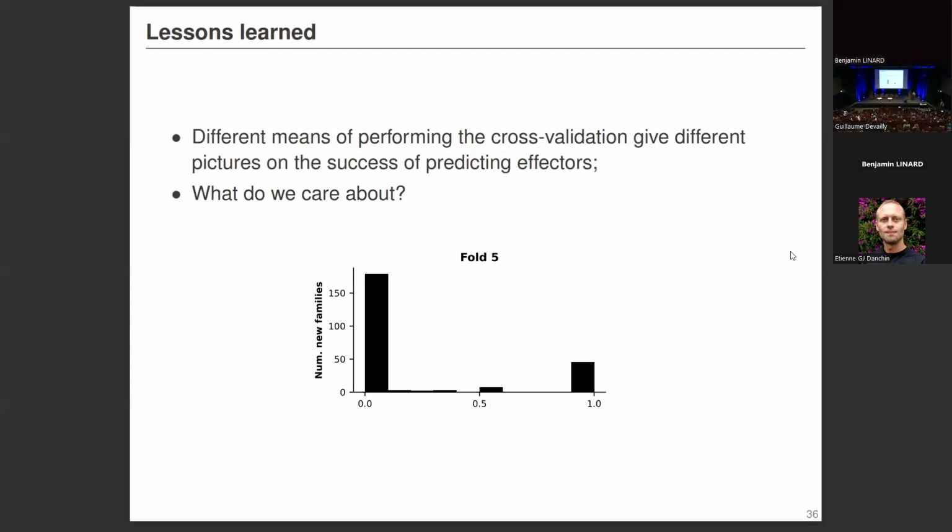Now, this result might be a bit disappointing, right? There are about 60 new effectors that we're discovering versus 170 that we're not finding at all. But if we think a bit about what we care about, which is discovering novel effectors, in terms of biological insight, it's huge, right? There are suddenly 50 new effectors that don't have any sequence similarity, no common ancestor, that we're finding. So it's not as disappointing as we could think.